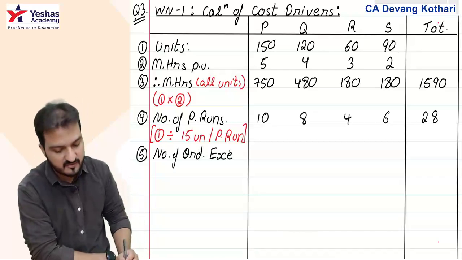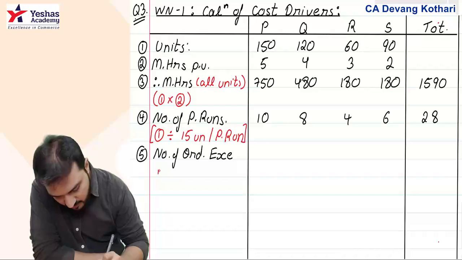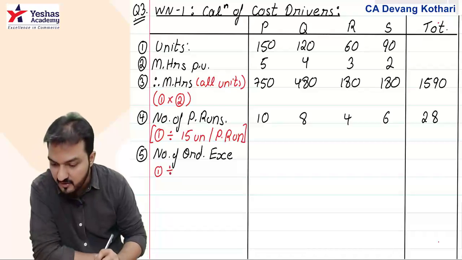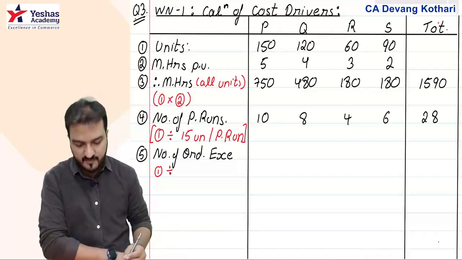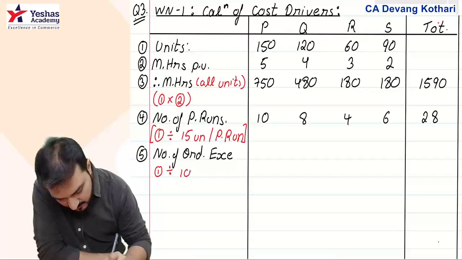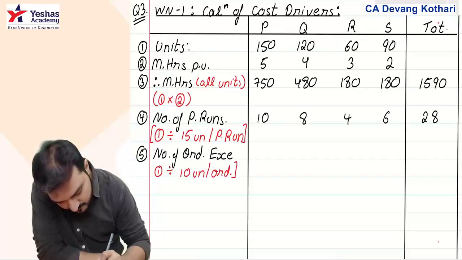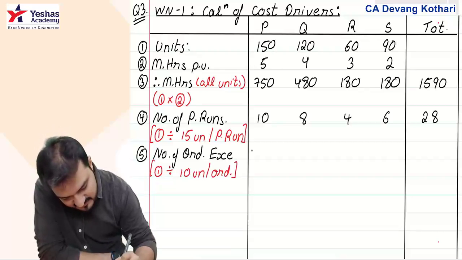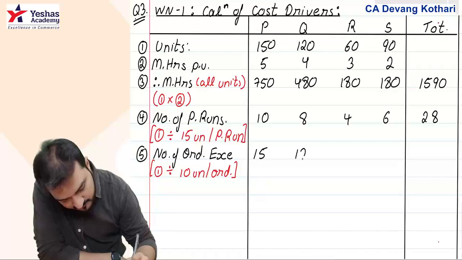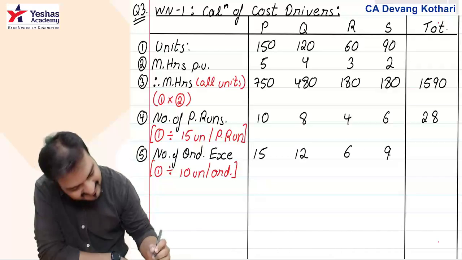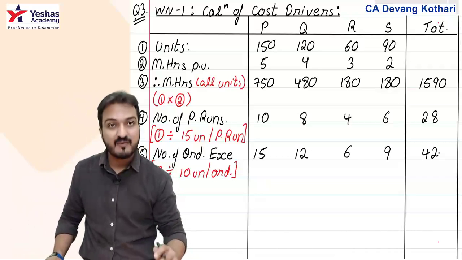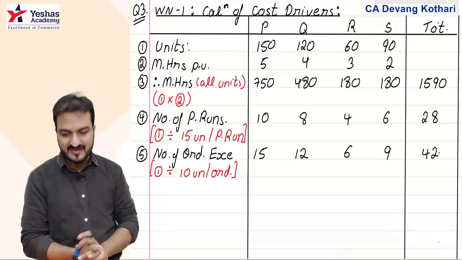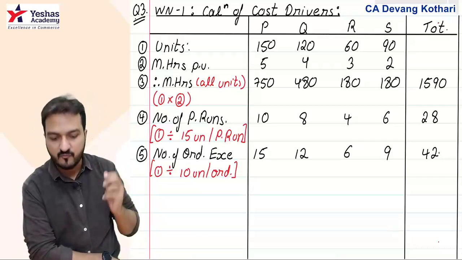That also I can easily find, because number of orders executed will be your point number 1, units, divided by one order being 10 units of a product. So for 150 units of P, all I need to do is divide by 10 units per order. 150 divided by 10 is 15 orders, then 12, 6 and 9. 15, 12, 6 and 9. Total you will get is 42. Yes, it matches with the total 42 that is already given. Yes, there is one more cost driver that you need, that is requisitions raised.